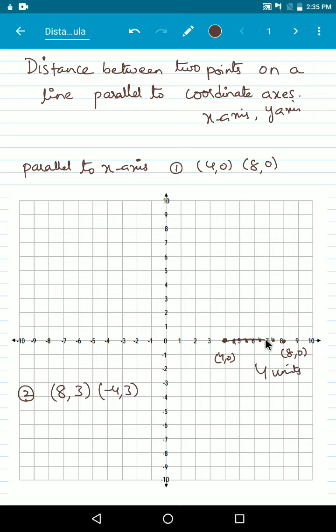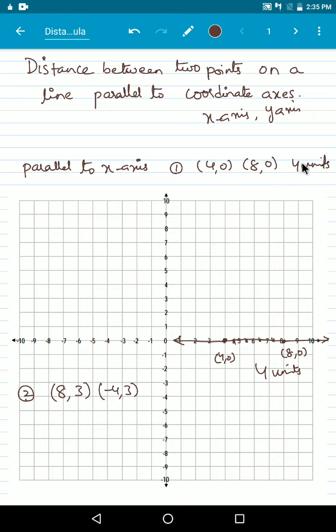And if we join this and extend, this line is actually lying on the x-axis, right? Or can we say it is parallel to the x-axis? Yes. Now see, the distance between these 2 points is 4 units we got.